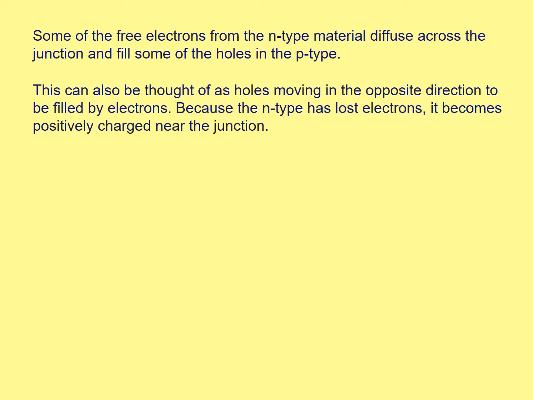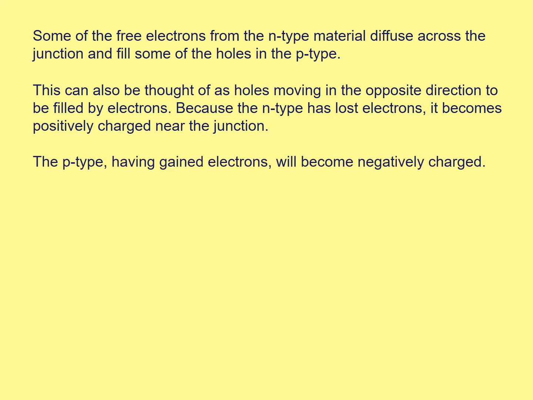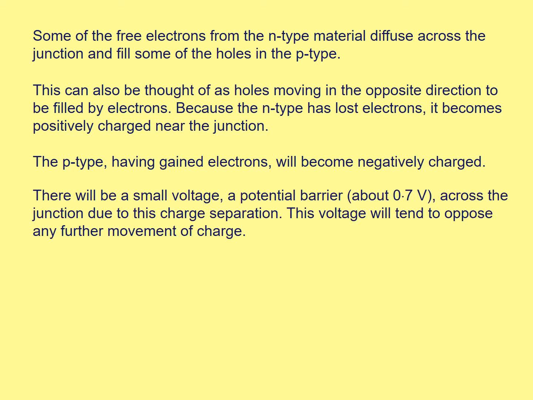Now, because the n-type has lost electrons, it now becomes positively charged near the junction. The opposite is true on the p-type. Because the p-type has lost holes, it overall becomes negatively charged. The p-type, having gained electrons, becoming negatively charged, and the n-type, having become positively charged because it lost electrons, means that there's a potential difference between the p-type and the n-type.